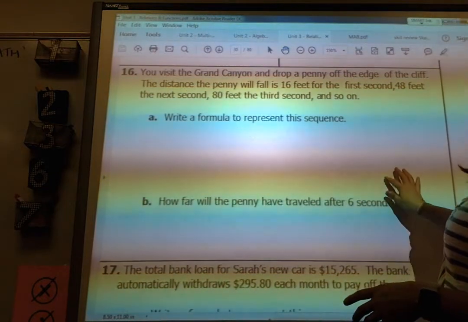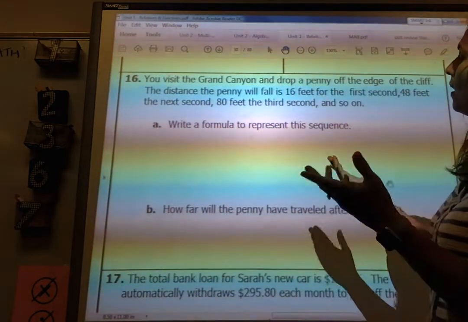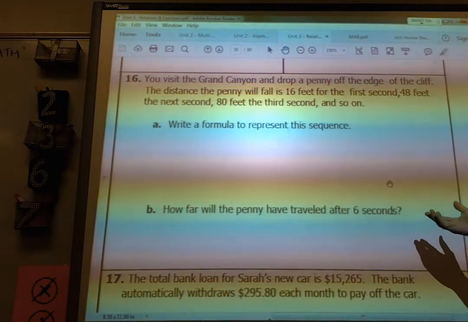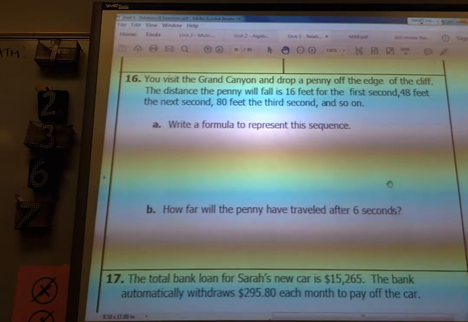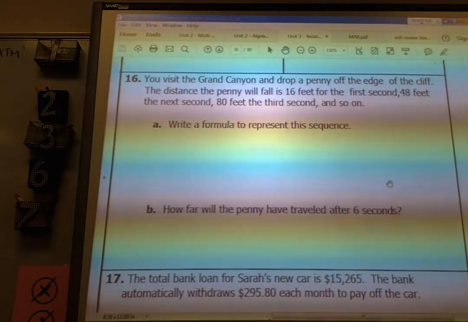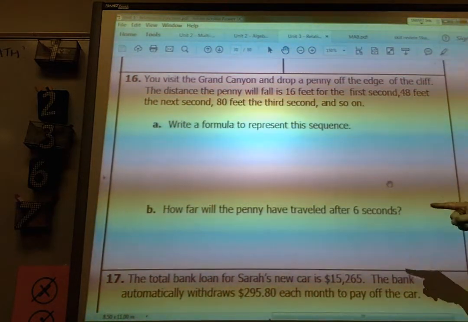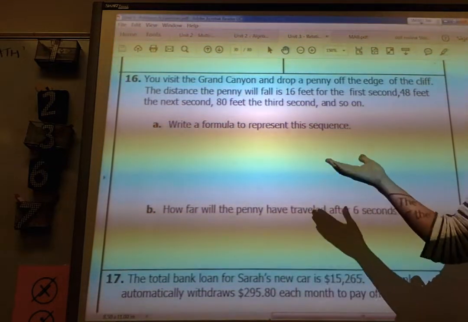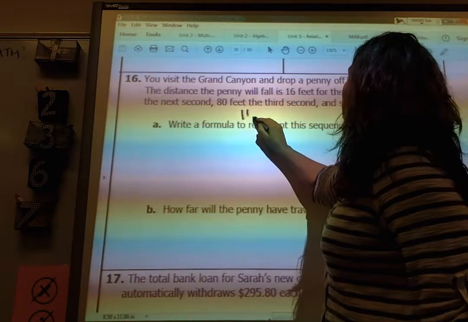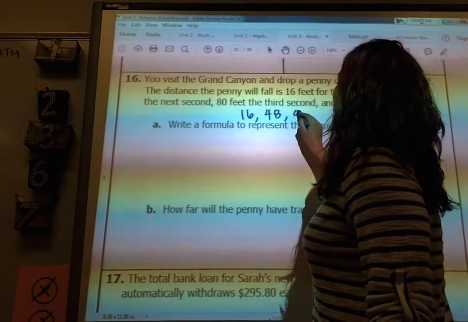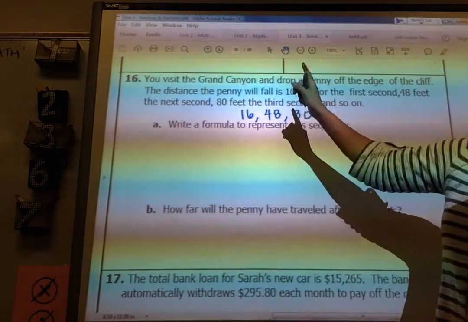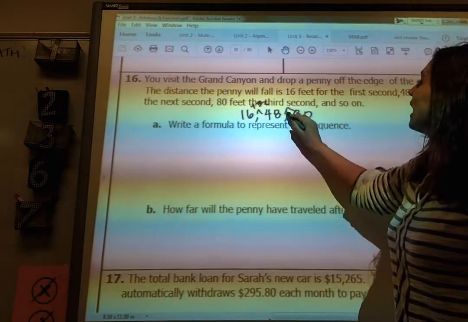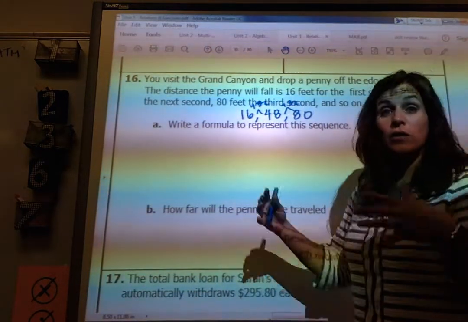Okay, so same thing here on the word problem. So if I'm looking at this word problem on number 16, can I still do a formula? You visit the Grand Canyon and drop a penny off the edge of the cliff. The distance the penny will fall is 16 feet for the first second, 48 feet the next second, 80 feet the third second, and so on. So is there an arithmetic sequence here? Well, let's look. 16 for the first one, 48 for the second one, 80 for the third one. So when I go from 16 to 48, my difference is 32, and 48 to 80 is a difference of 32. So there's a pattern here.